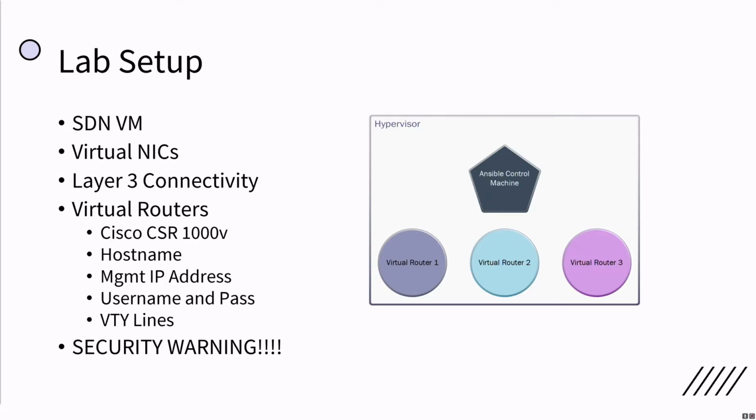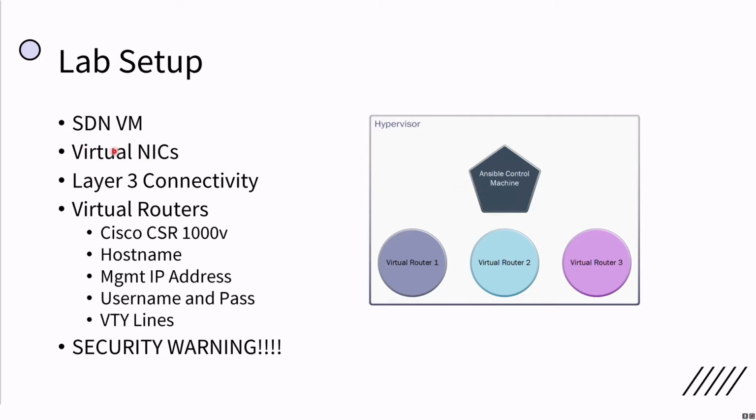Our lab setup. You're going to be using the SDN VM provided by me, and that is going to go on top of your hypervisor. So if this is your home machine, this could be VirtualBox, or it could be VMware Workstation Pro, which I have provided you your license and reissued your licenses to all of you. Our Ansible control machine is going to be the SDN VM.